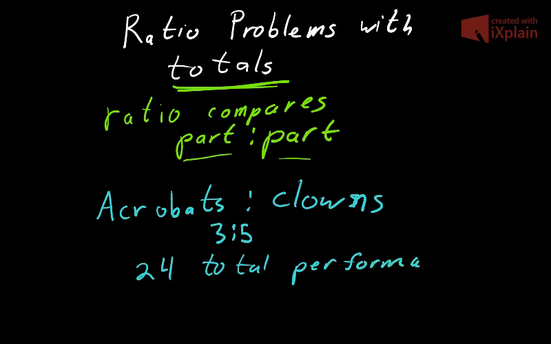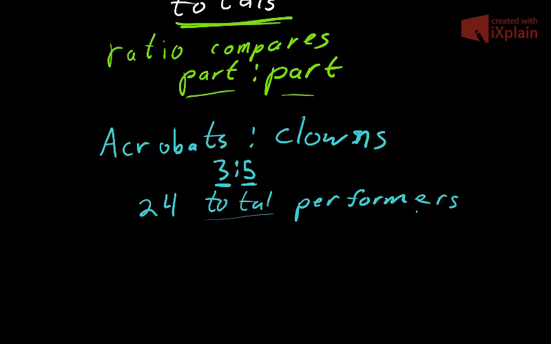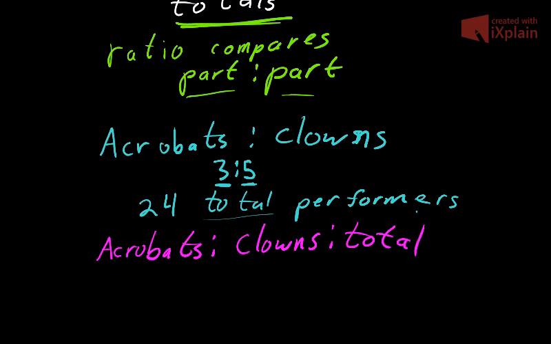Normally we would look at this and try to scale up one of the numbers to a different part that we have at the end, but this is acrobats right here, this is clowns right there, none of them are the total, and something needs to scale up to the total. So what we're going to do is make a new ratio. So I'm going to do that right here, and now we're going to have acrobats to clowns to total.